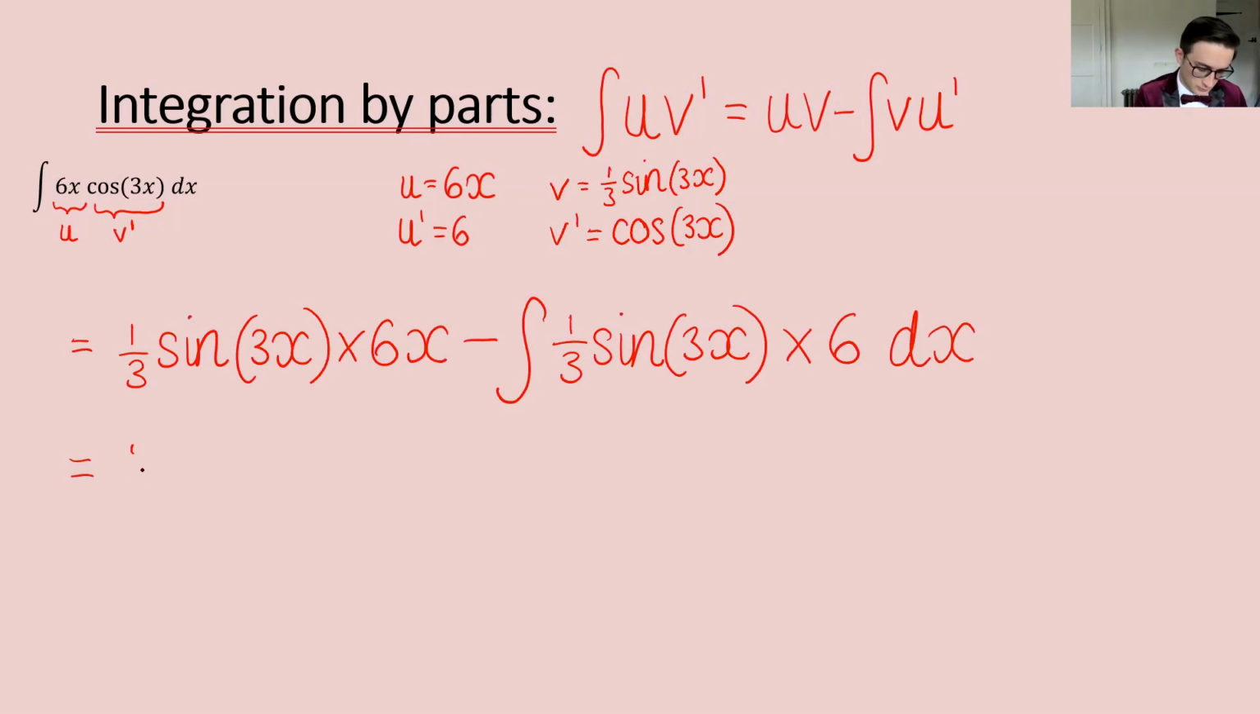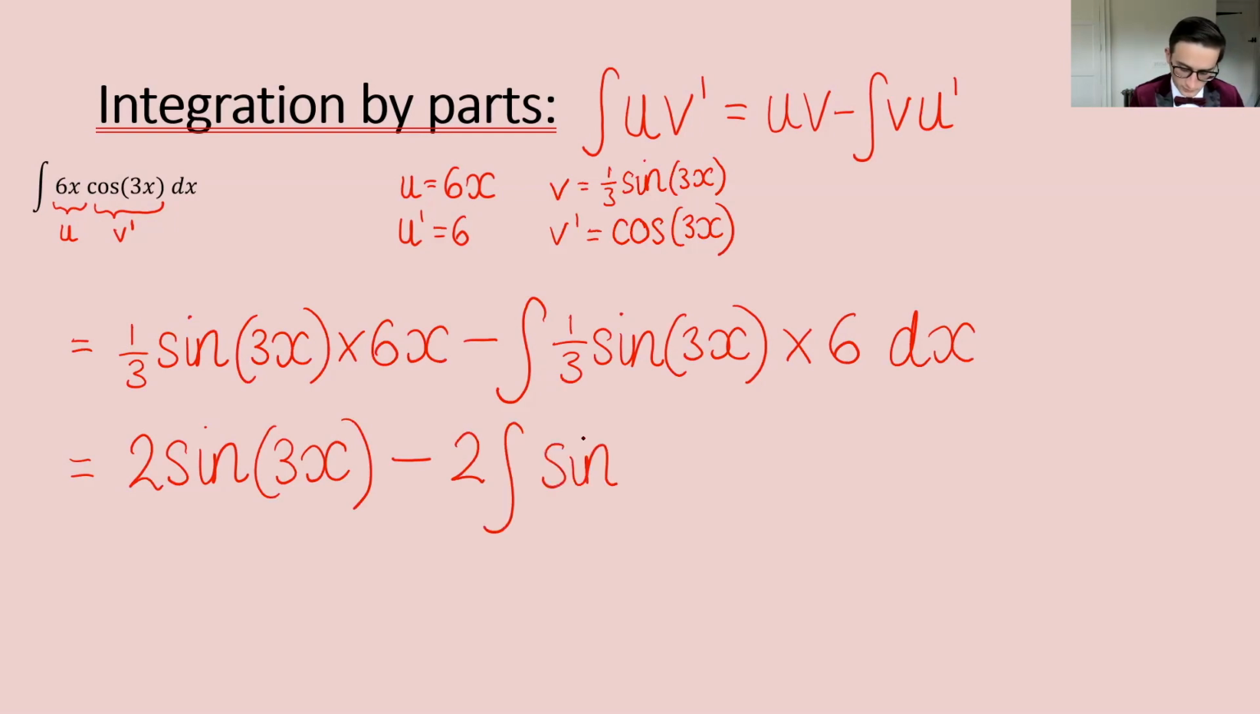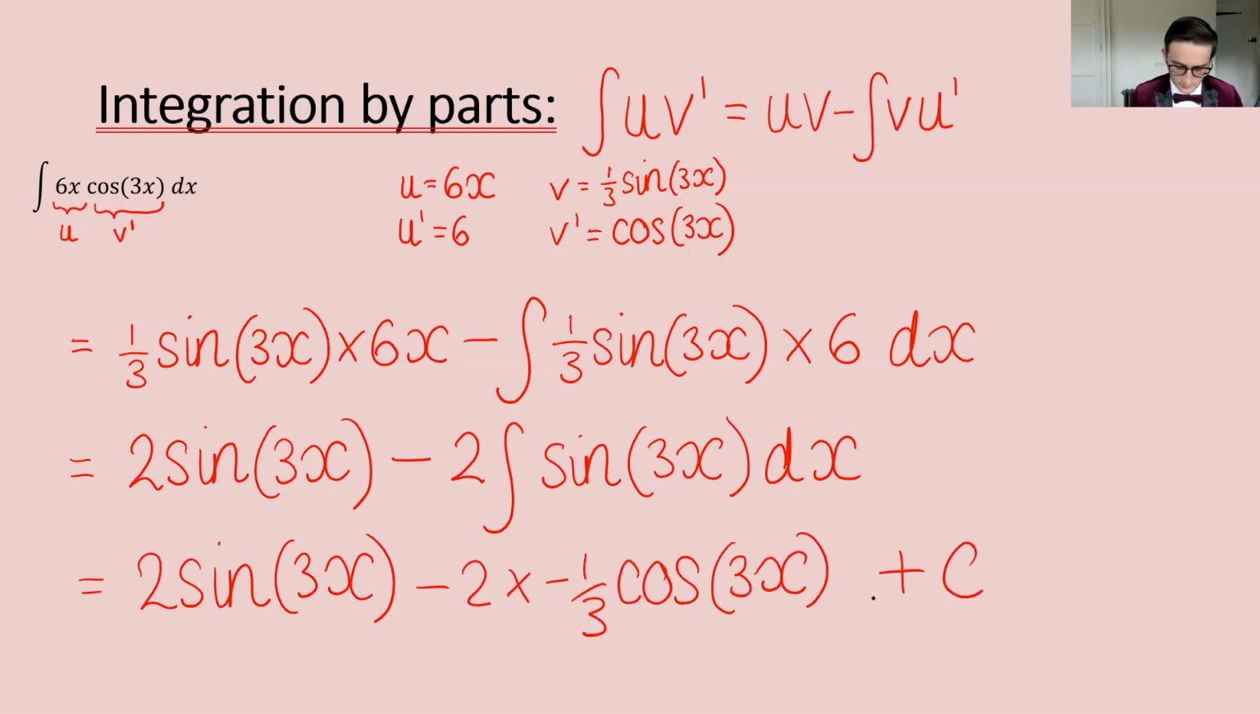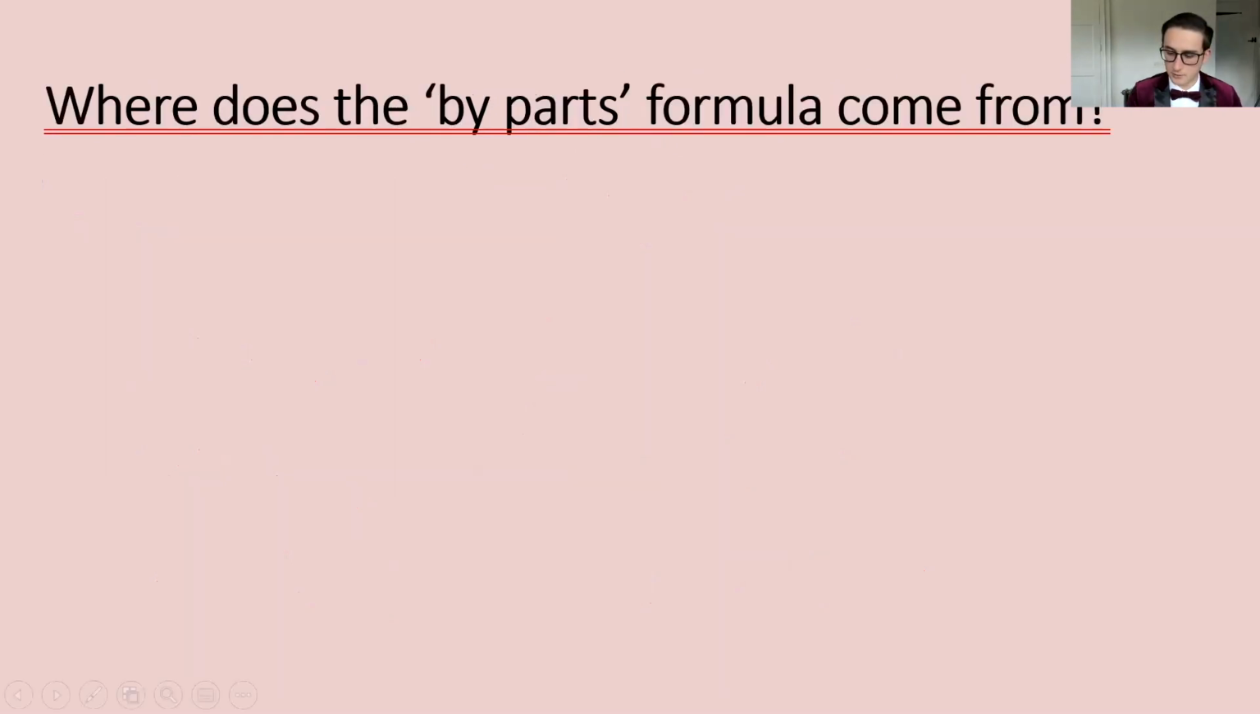So 6 times a third would just be 2 sine 3x minus, and then I'm going to take the factor of 2 out, 6 times a third, and I've got sine 3x, which I'm planning on integrating. So that would be what integrates to sine 3x minus cos 3x, but by chain rule and recognition, it would be a third of that. So minus a third cos 3x. So my final answer is 2 sine 3x minus 2 times minus a third. And then this bit will tidy up. And that's it. So where does the by parts formula come from?